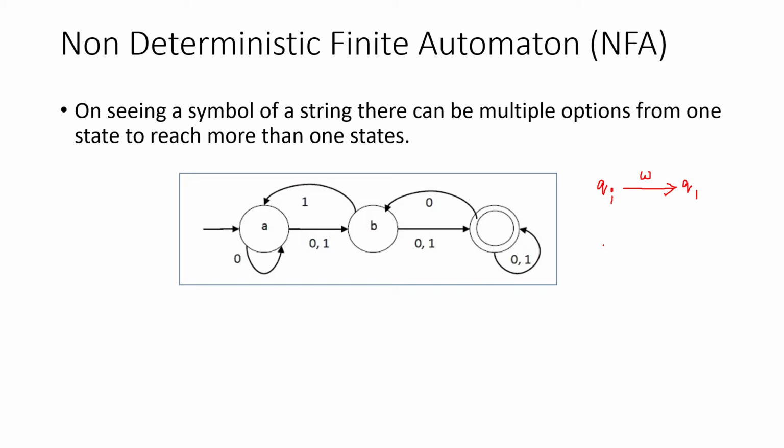If I take the same example, if you are in Qi and on seeing W, you can not only reach Q1, you have an option to reach Q2 also, an option to reach Q3 also, Qn, any number of valid states that are present in the finite state machine for the same input W.